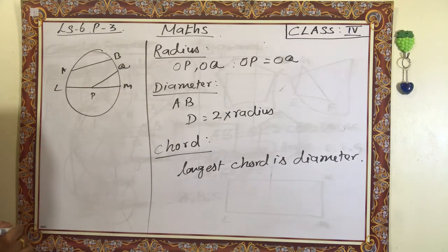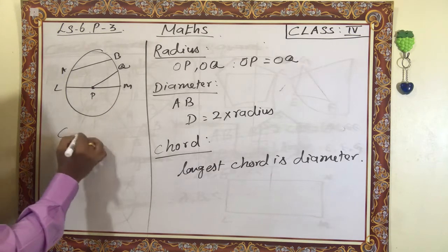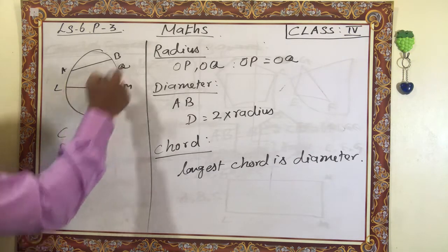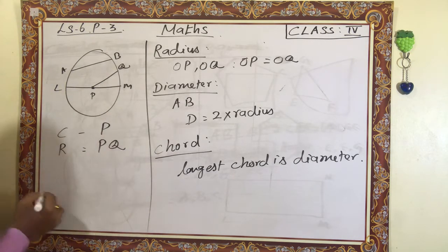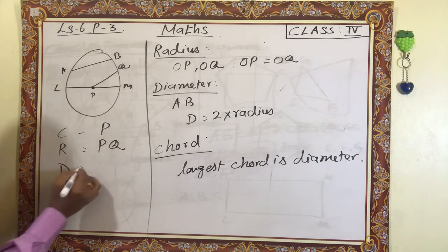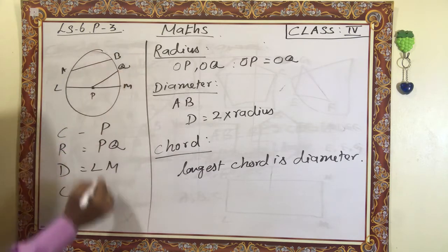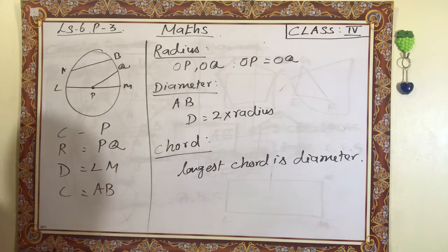What is the center of the circle? P is the center of the circle. Understood? What is the radius of the circle? Radius is PQ. What is the diameter of the circle? Diameter is LM. What is the chord of the circle? Chord means AD.